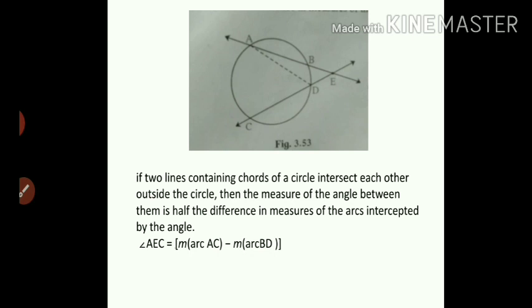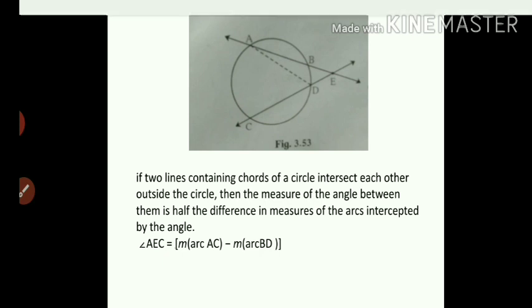Now if they intersect outside the circle, angle AEC will be exactly half of the difference, that is arc AC minus arc BD. There is a correction, I'll tell you now. Here angle AEC will be half of major arc AC minus major arc BD. Next part now.